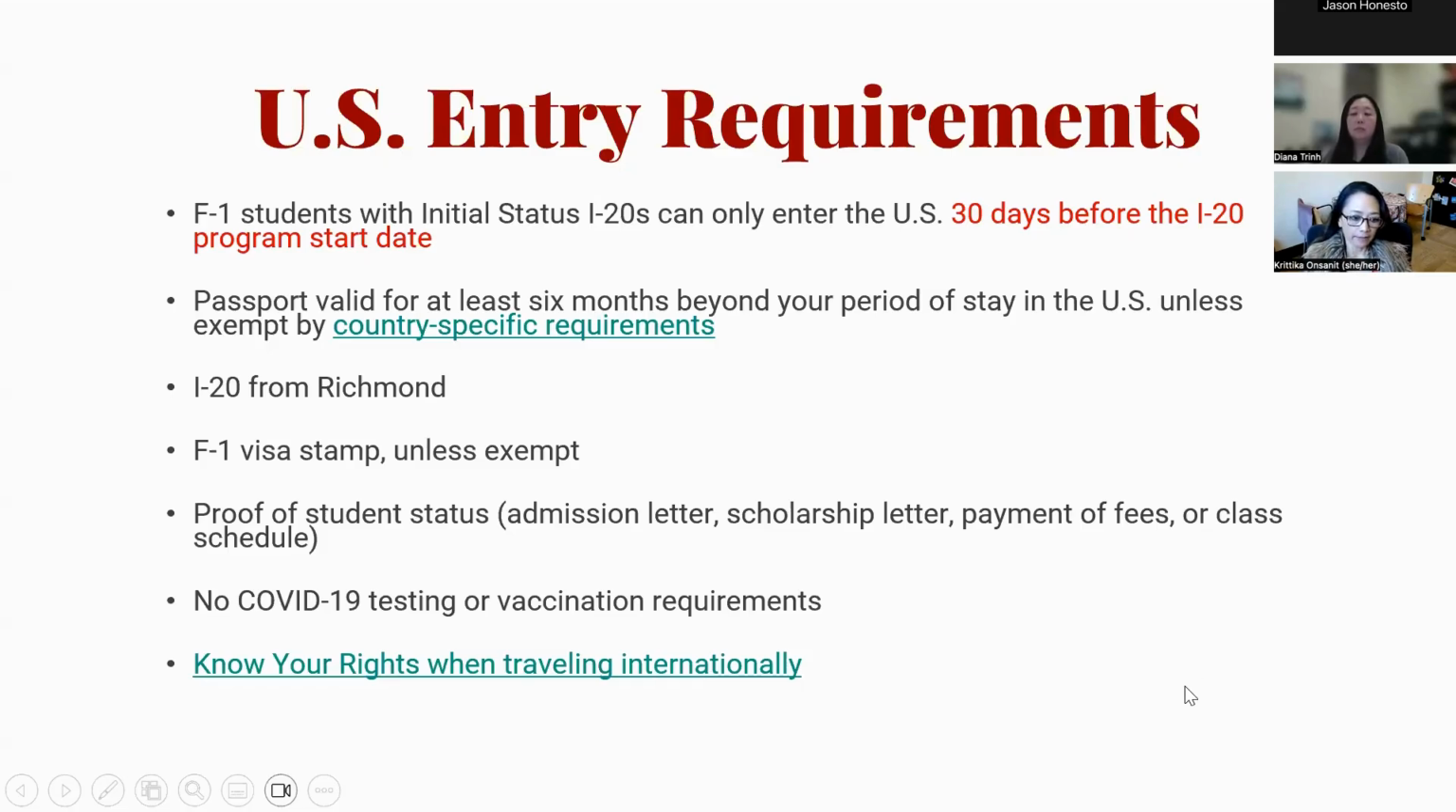And finally, we have a link about knowing your rights when you're traveling internationally. We know that for some students, this is a time of increased concern with international travel because of increased scrutiny on international student visa holders. This link will take you to a page where you can read about your rights at the airport, knowing what to expect at the airport in terms of searches of your person or electronic searches of your devices, and how you can prepare for that.